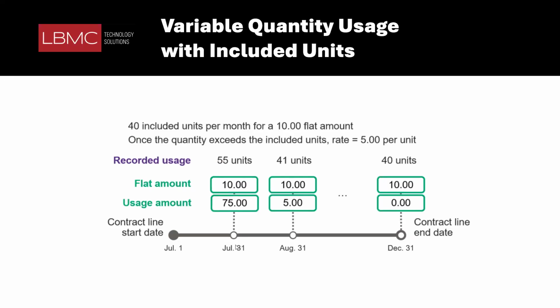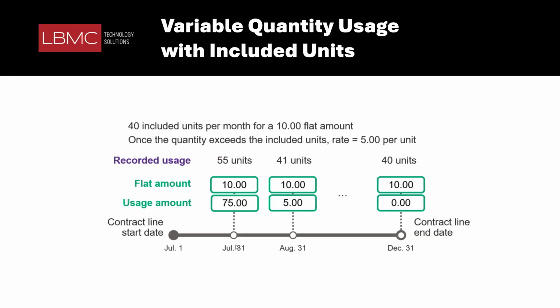All right, now there is the option to do variable quantity, but with included units. With included units, what that means is you can set a flat amount and an included unit amount for a particular item. You define if the quantity is going to be recurring, and is that going to reset after every single invoice, or do we want that recurring amount to reset at the end of the contract? So you do get a little bit of flexibility there.